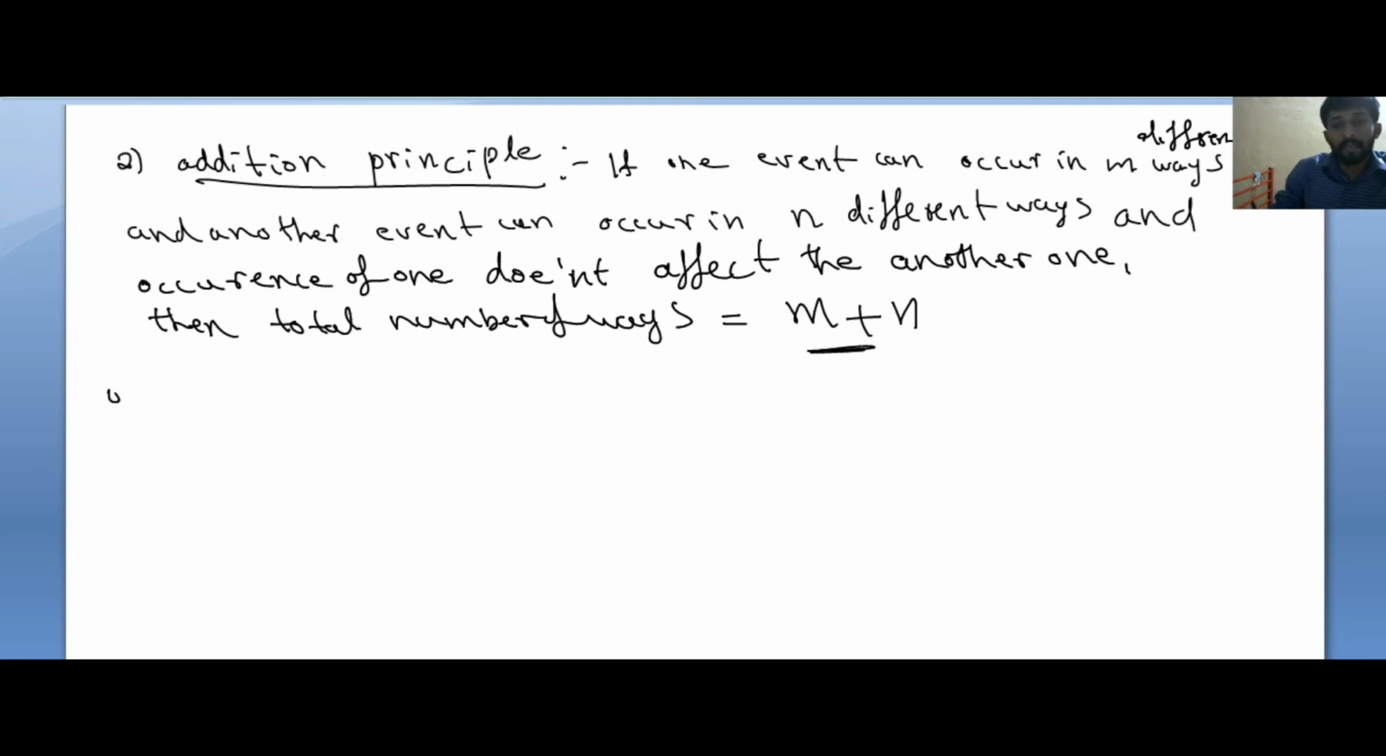Or simply you can remember it as whenever M or N comes: one event can occur in M ways or another event can occur in N ways, then the total number of ways is equal to M plus N. In the middle, if an OR condition comes, in that case you need to take M plus N. Whenever an AND condition comes, you need to take M into N.